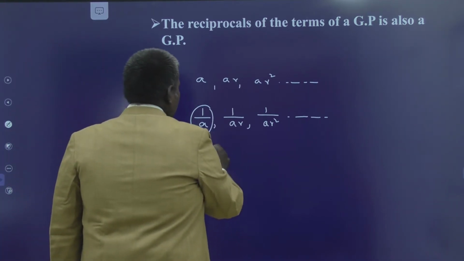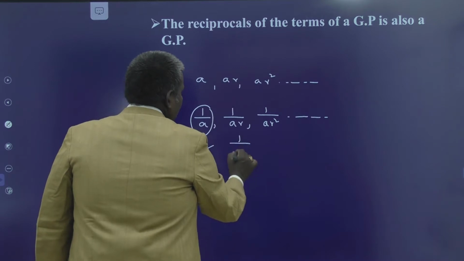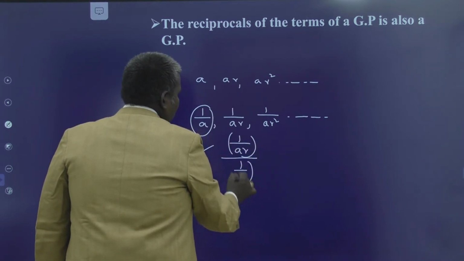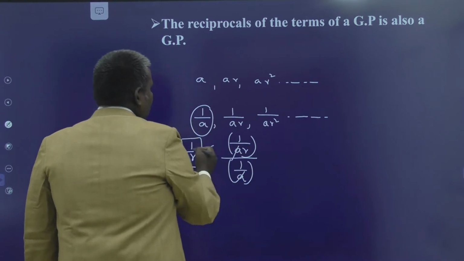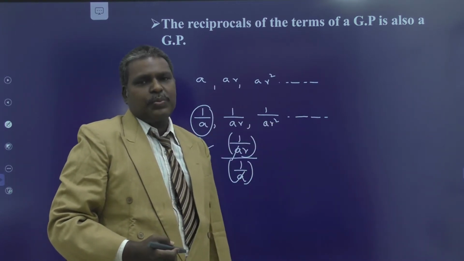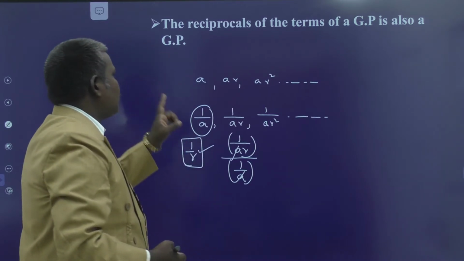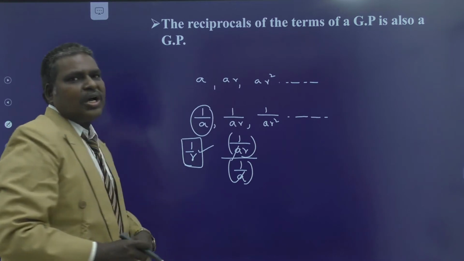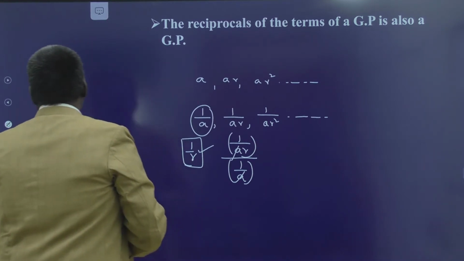So what is the common ratio here? 1 by R. Or you may take it in this manner also: 1 by AR divided by 1 by A is 1 by R. Therefore the common ratio is 1 by R, and so the sequence becomes a geometric progression. So the reciprocals of the terms of a geometric progression also form a geometric progression. Okay.